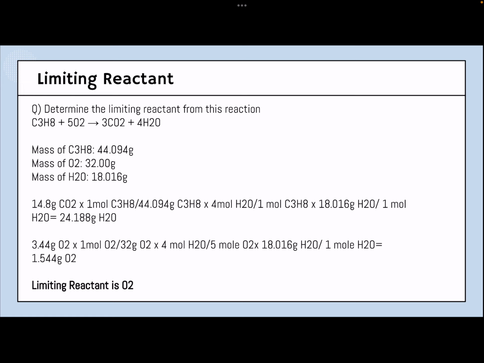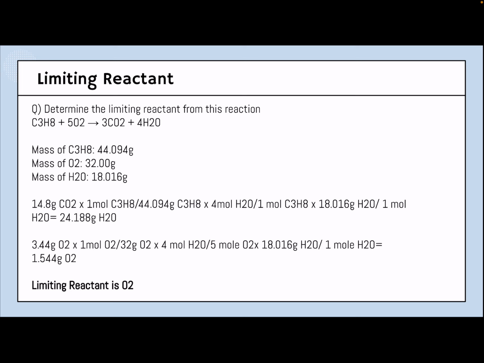The balanced equation C3H8 plus 5O2 produces 3 CO2 plus 4 H2O is given. Determine the limiting reactant if there are 14.8 grams of C3H8 and 3.44 grams of O2. First, we must figure out the masses of C3H8, O2, and the product of choice, where I chose H2O. The mass of C3H8 is 44.094 grams, and O2 is 32, and H2O is 18.016 grams.